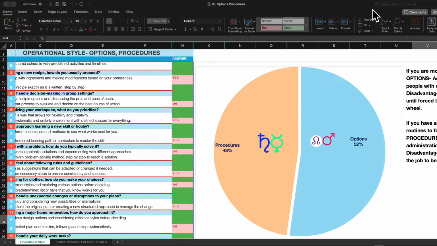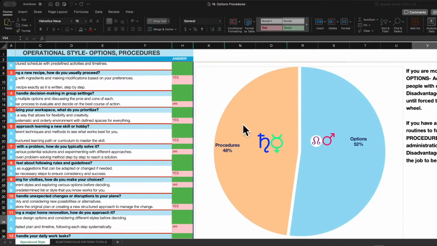Let's get into it. This one is called operational style. What is your dominant operational style? Are you the kind of person who, when presented with an issue or a problem or a task, looks for options, or do you look for procedures? You see what I'm saying?